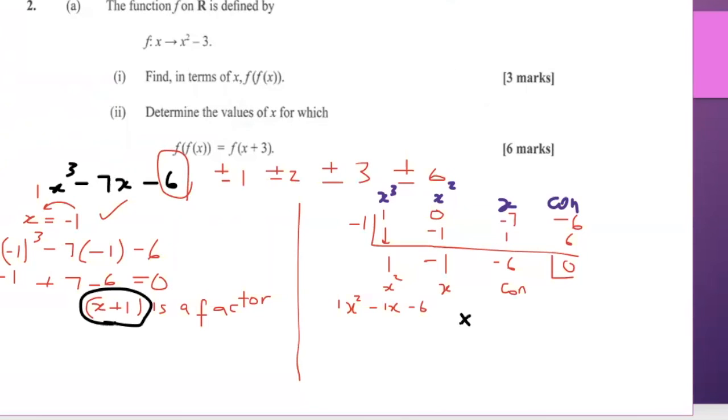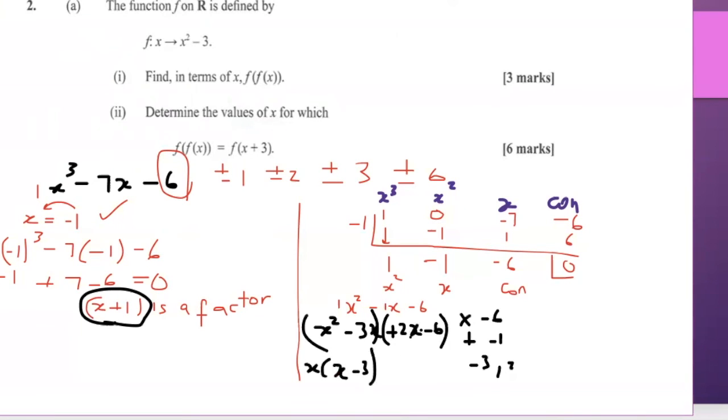So just to factorize, two numbers that multiply to give me -6 but add to give me -1: -3 and 2. So I replace the center. So I have x squared minus 3x plus 2x minus 6. So group. So factoring out x, I'm left with x minus 3. And then factor out positive 2. So I'm left with x minus 3. So that means I have x plus 2 and x minus 3.